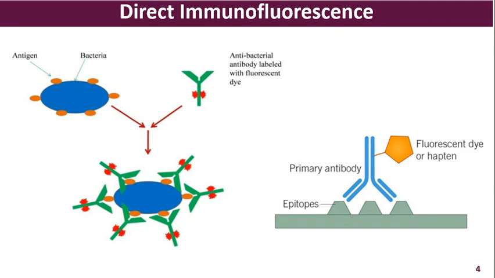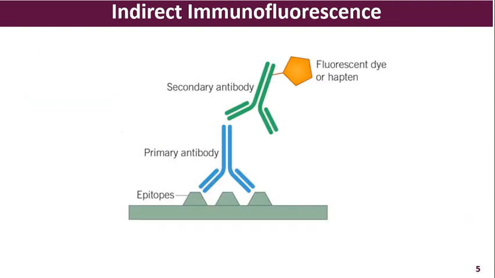The second technique is slightly different, that is indirect immunofluorescence, where the preparation of the cell or a bacteria, target bacteria, is prepared on a slide and the primary antibody corresponding to the antigen is added. Here, the primary antibody is not labeled with any fluorescent probe.